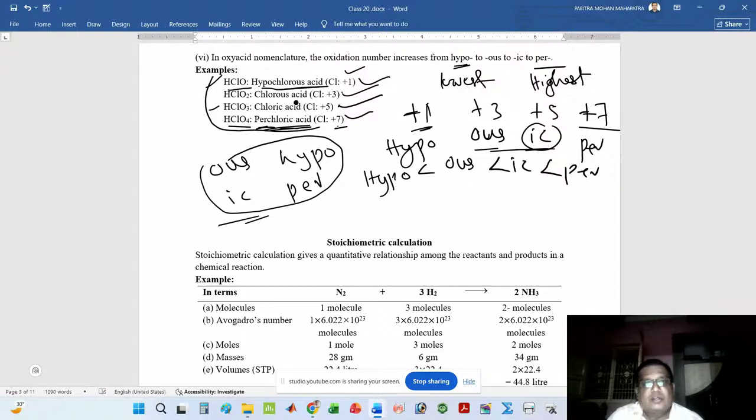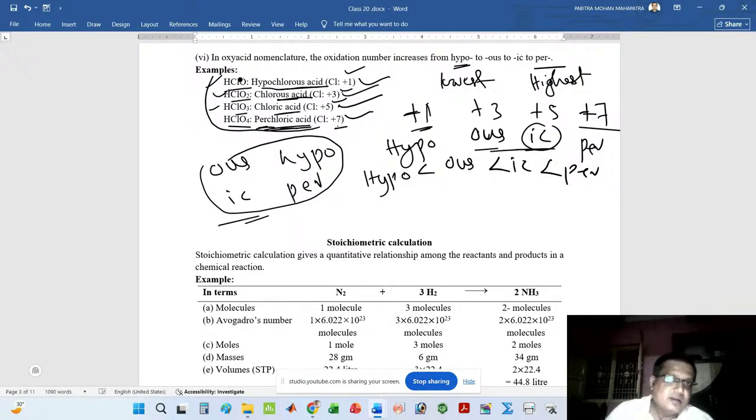Now move to -ous and -ic. In HClO2, the chlorine has a plus 3 oxidation state. In HClO3, the chlorine has a plus 5 oxidation state. Among plus 3 and plus 5, plus 3 is the lowest, so -ous is used, and for plus 5, -ic is used. So HClO2 is chlorous acid, and HClO3 is chloric acid.